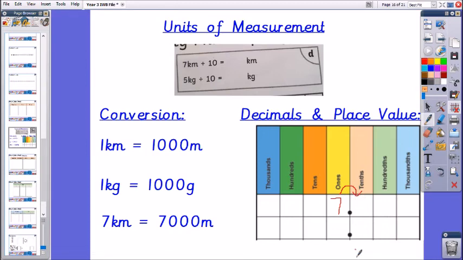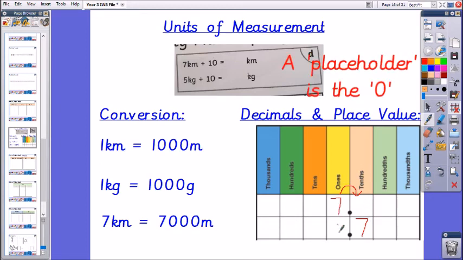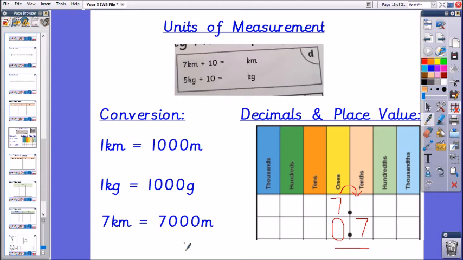Okay? Now, this might look unusual at first because we've got 7 kilometres and now it's moved here into what we call the tenths. Okay, as soon as it moves into the tenths, we have to place something here. We have to put a placeholder. Now, because there is no value here, we're going to put a zero as our placeholder. And this is our final answer. Okay, so 7 kilometres divided by 10 is going to be 0.7 kilometres. That is the same as 700 metres that we worked out before. It's just written differently like this.